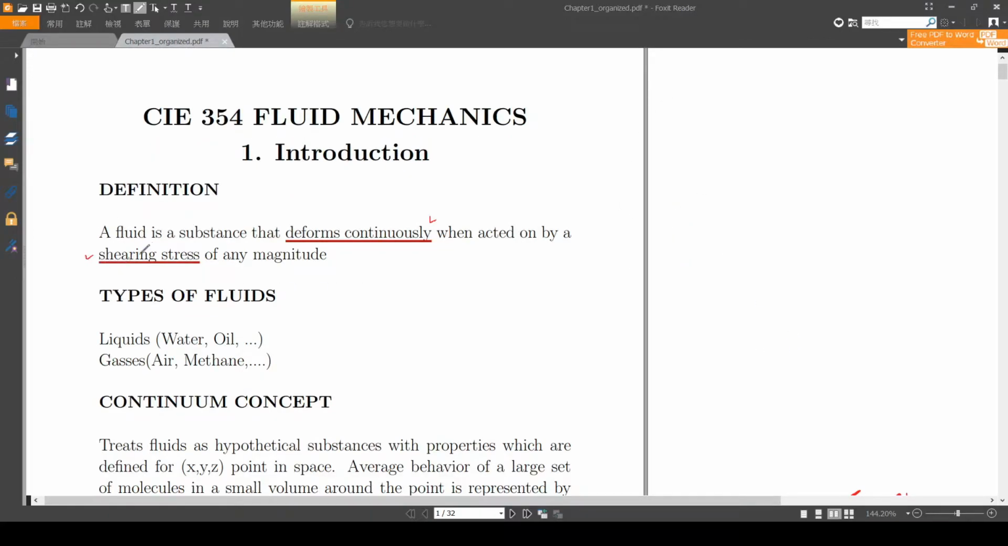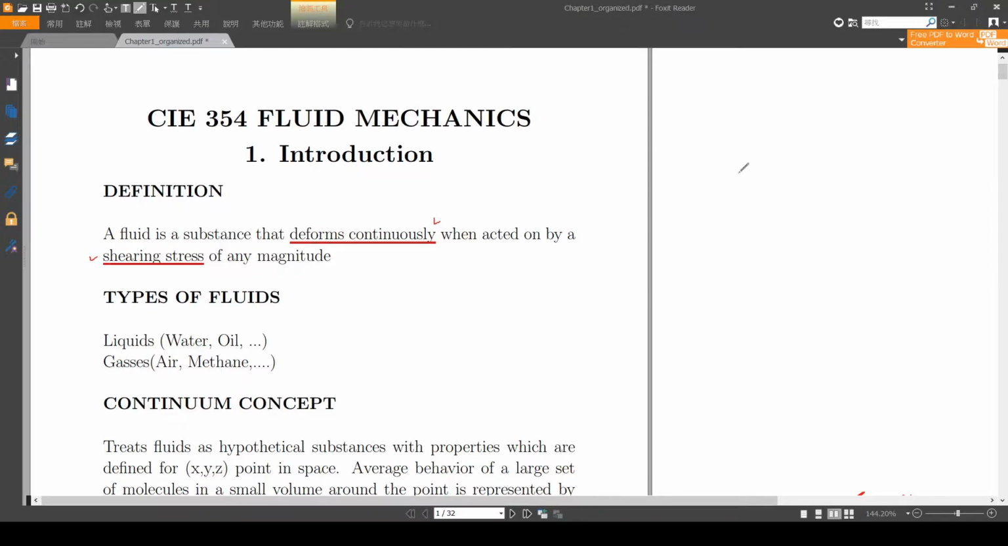The definition said that a fluid is a substance that deforms continuously when acted on by a shear stress of any magnitude. So this part, deforms continuously, is the most important part, and is the most different part between a fluid and a solid. So maybe let me give you another example.